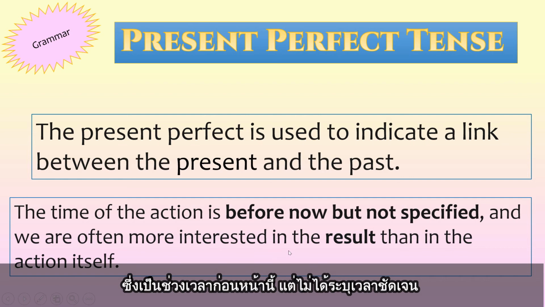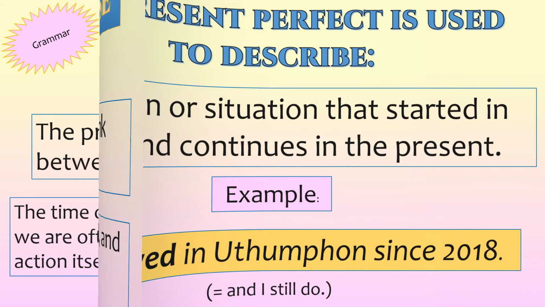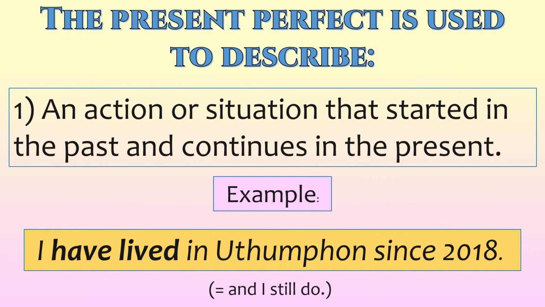And we are often more interested in the result than in the action itself. So in present perfect, we don't focus on the time it happens, but on the result of that activity. Okay, so let's take a look here.